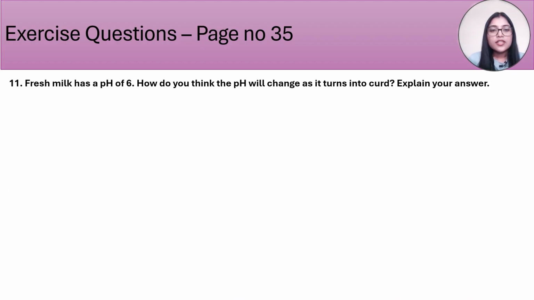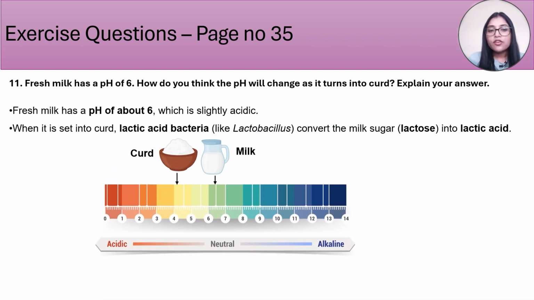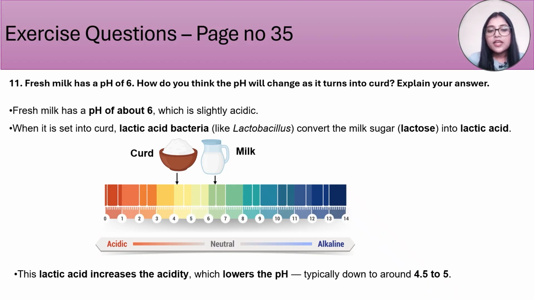and vigorous fizzing. Next question says fresh milk has a pH of 6. How do you think the pH will change as it turns into curd, and explain your answer? So I know that fresh milk has a pH of 6, which is slightly on the acidic scale, but when it's set into curd, lactic acid bacteria, that is our lactobacillus, converts the milk sugar into lactic acid. So what's happening? The acidity is increasing even more. So it's going to shift our acidity. So it's around 4.5 to 5.